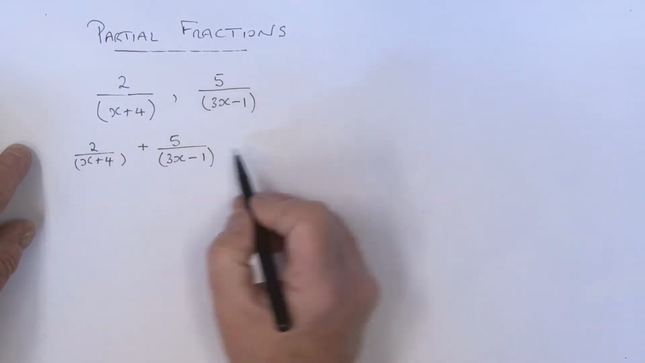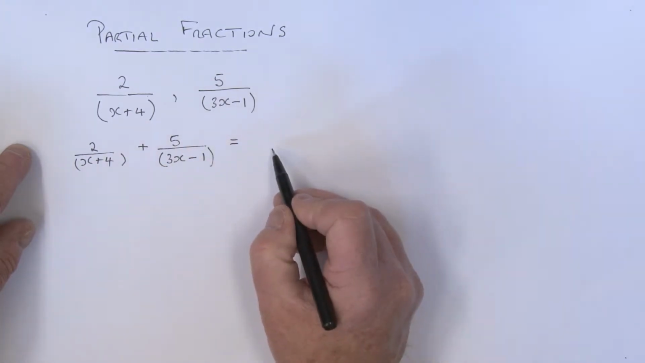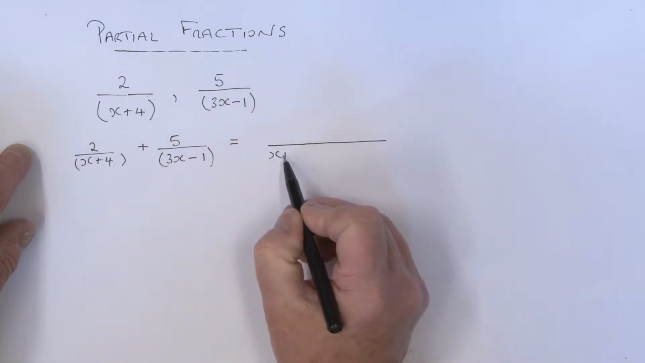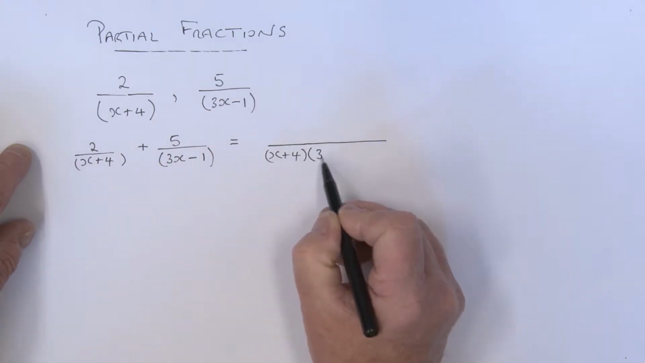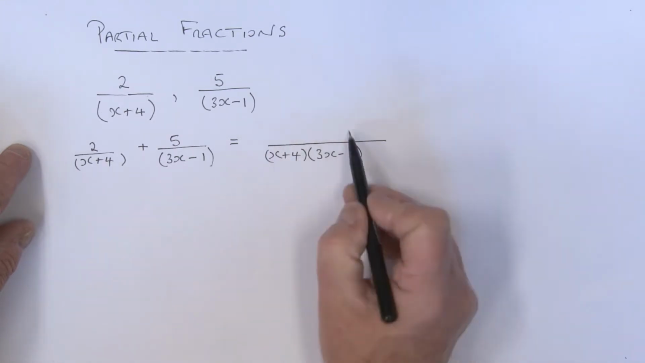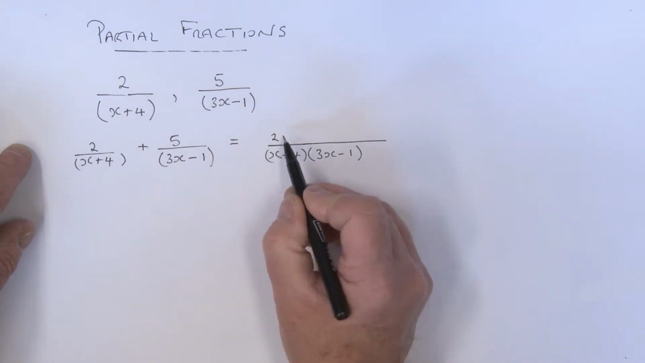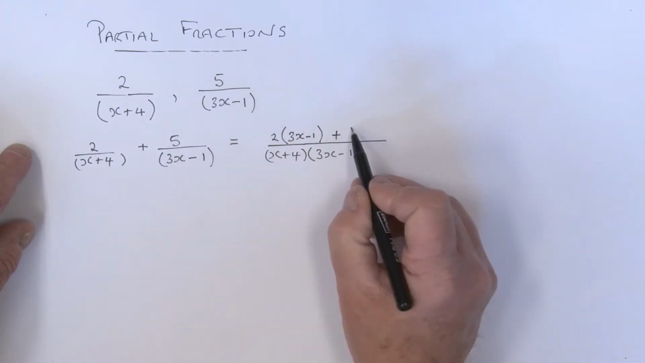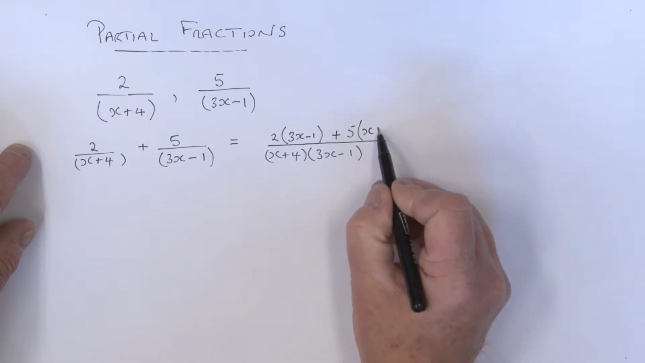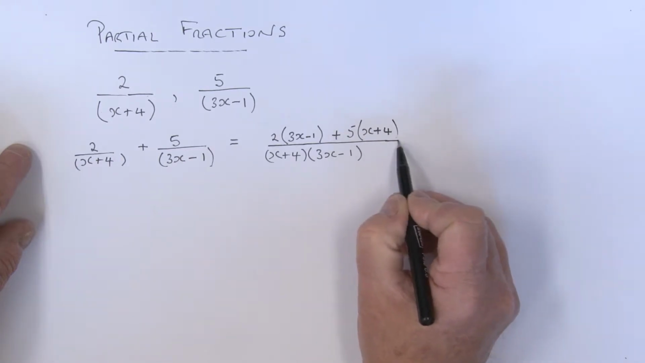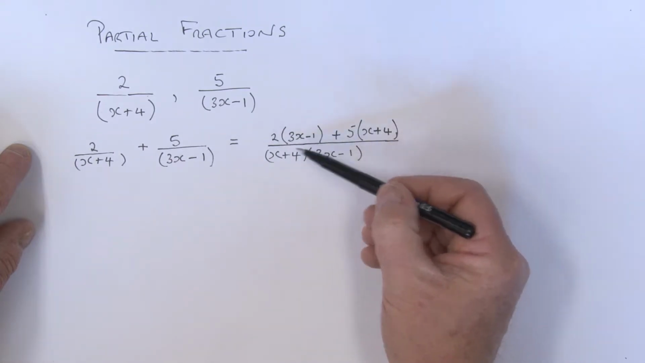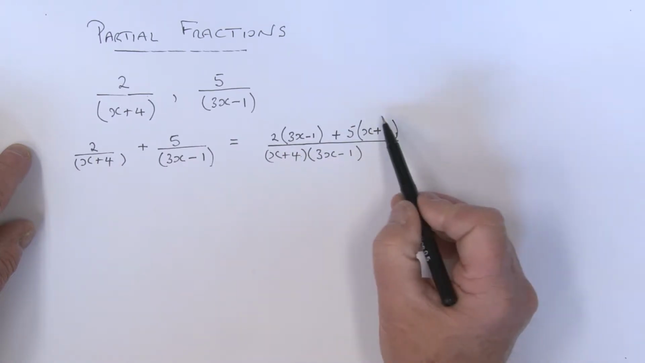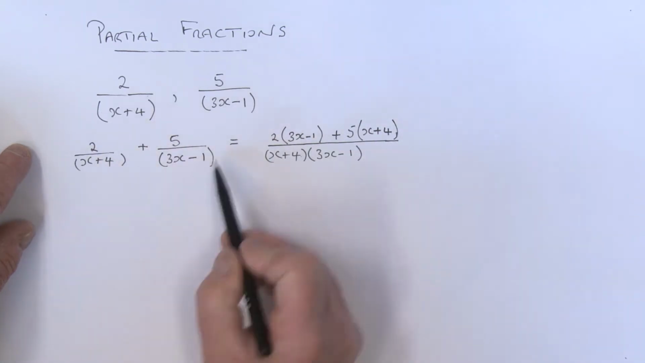Okay. So can we find a common denominator here? Yes, there's a standard technique for doing that. Our common denominator is x plus 4, multiplied by 3x minus 1. What do we have in the numerator? We would have a 2 multiplied by 3x minus 1, plus the 5 multiplied by the x plus 4. If you take a moment and divide this term by x plus 4 multiplied by the 3x minus 1, and then take this term and divide by the same, you would get this result over here.